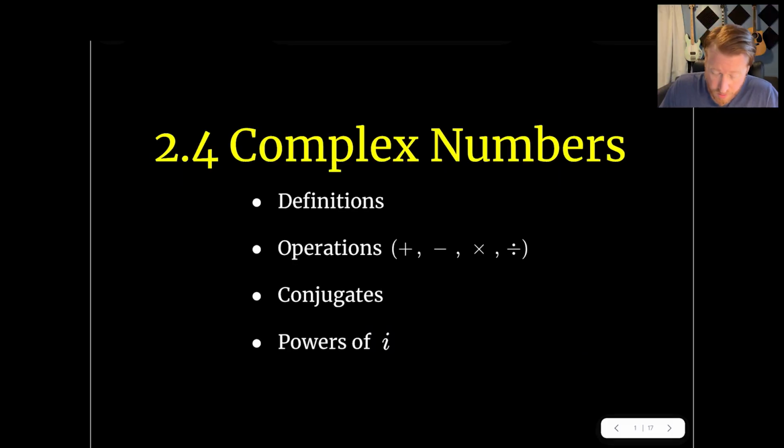We're going to continue our review today of the algebra portion, talking about complex numbers, so let's get into it. So we'll start off by talking about the definition of complex numbers. We'll talk about the operations, addition, subtraction, multiplication, and division. We'll talk about the complex conjugate and how we will use that. And we'll finish off by talking about powers of i and how to simplify.